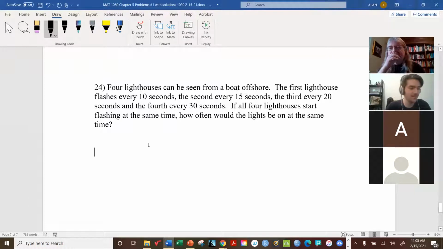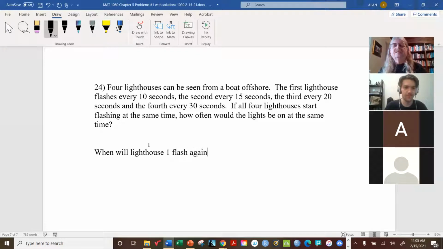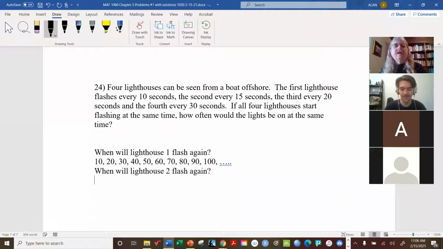So these lighthouses now, there's 4 of them. The first one flashes every 10 seconds. So when will lighthouse 1 flash again? 10, 20, see, it's every 10 seconds. How about lighthouse 2? Now, lighthouse 2 is going off every 15 seconds. You can see where this is going, I think. When will lighthouse 3 flash again? That's every 20 seconds. Look how easy this is.